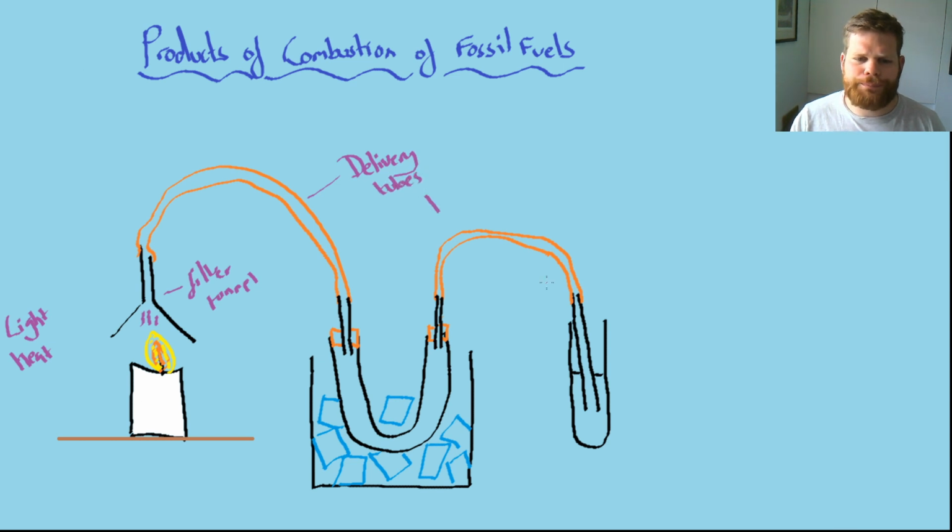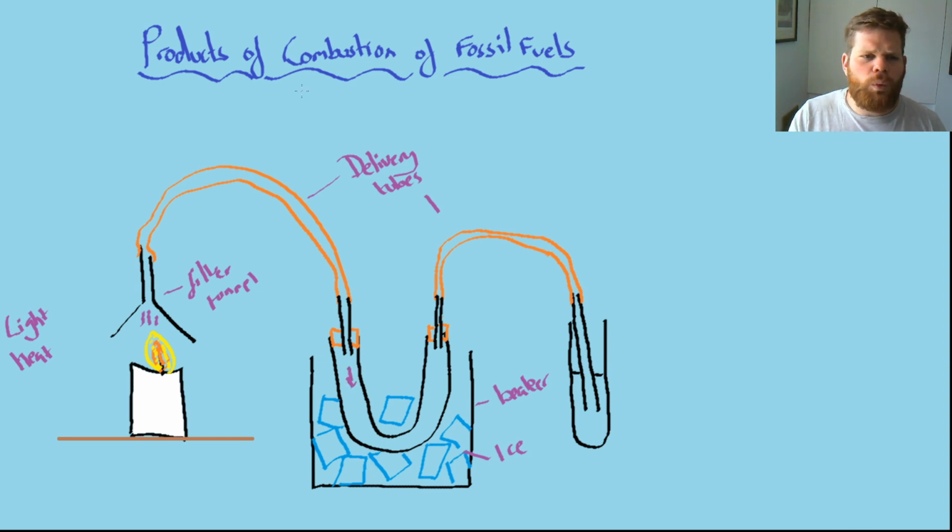of which we've got two. The gases pass up through this delivery tube and come to this first part of apparatus. What have we got? Well, this is simply a beaker, and inside that beaker is some ice. The reason we've got ice there is that it will cool down any gases flowing through this U-shaped test tube.